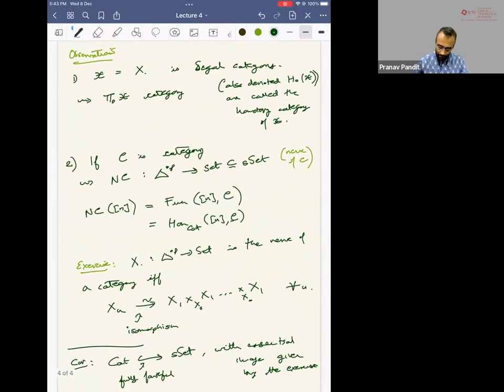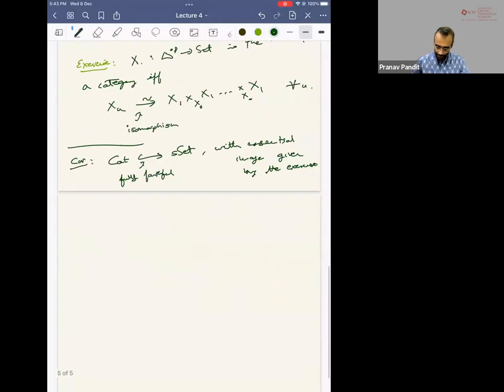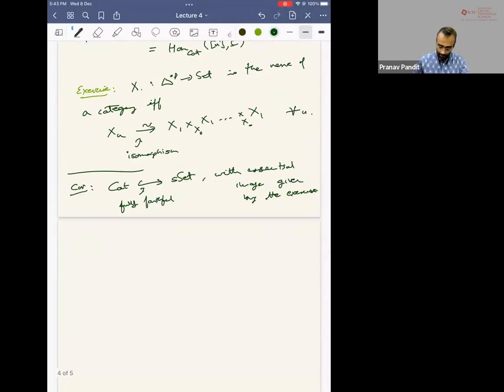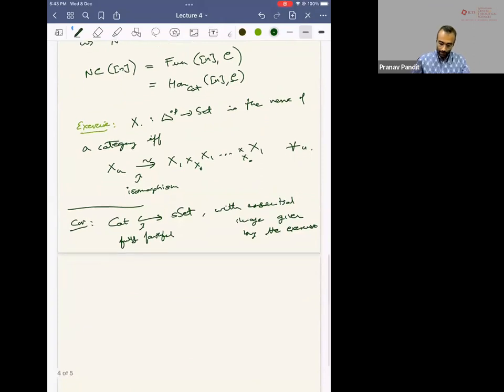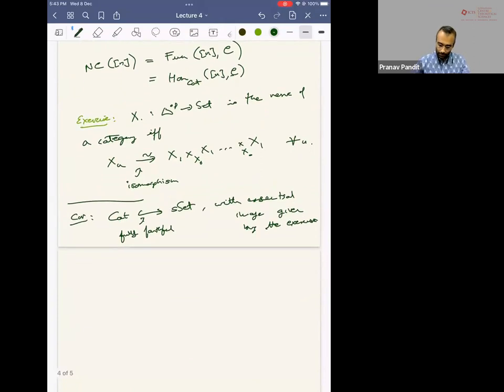And it's also conceptually very important because every category can be thought of as a Segal space. Now we can take this further.